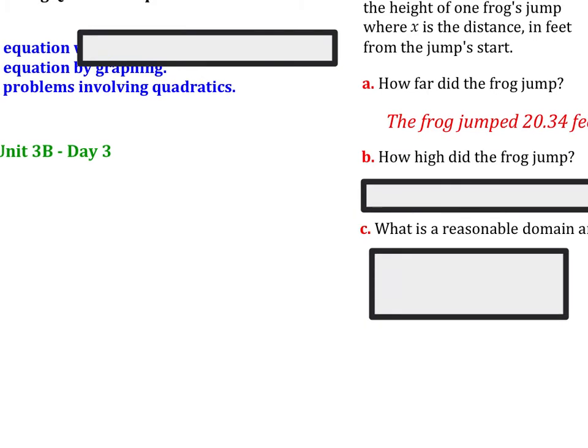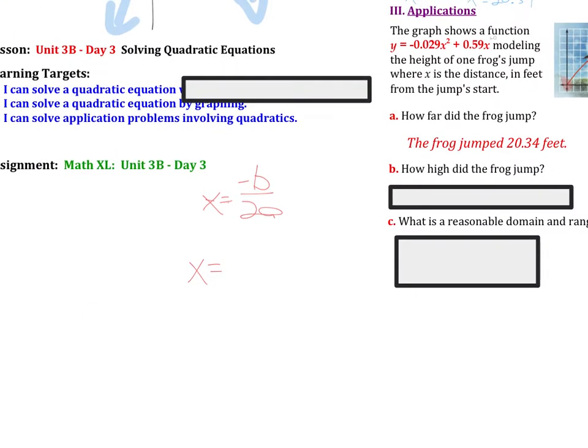We can solve for vertex by using our good old friend x equals opposite of b over 2a if we were doing this thing by hand. My b value was 0.59, so negative 0.59, over 2 times negative 0.029. So we could math that out.